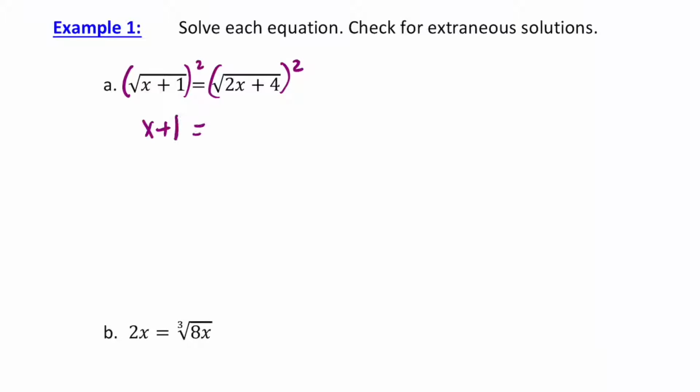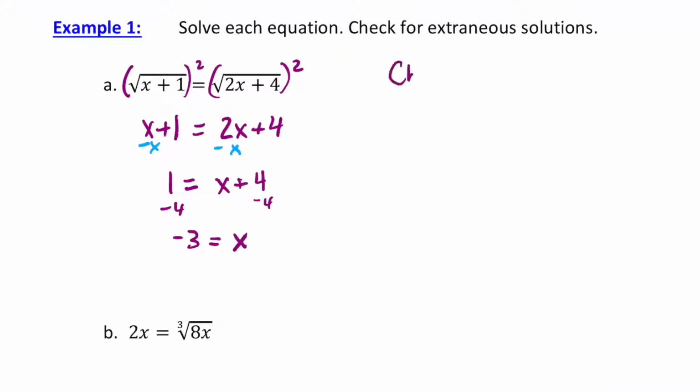So I'm going to go ahead and square both sides so that I just get x plus 1 equals 2x plus 4. And then I can solve it like I would any regular old linear equation by getting x by itself. So I'm going to subtract x from both sides and then subtract 4 from both sides and end up with x equals -3.